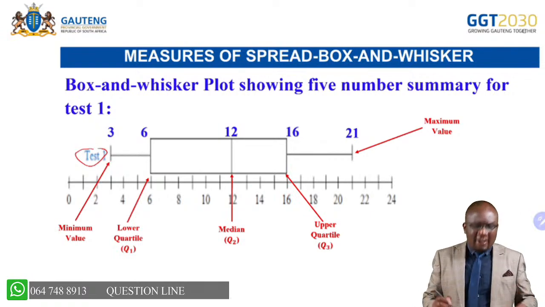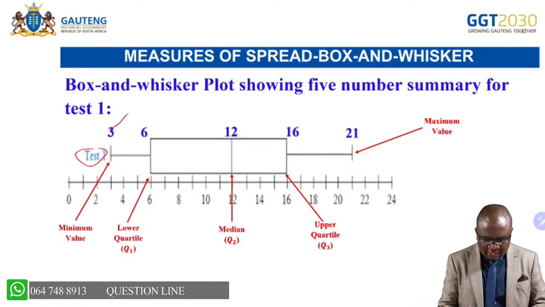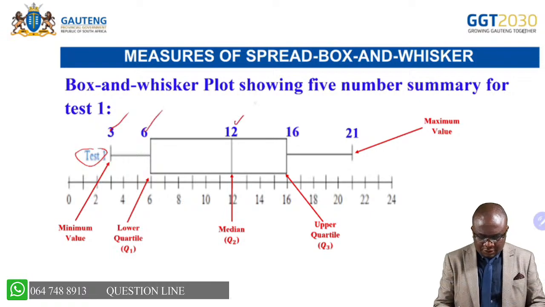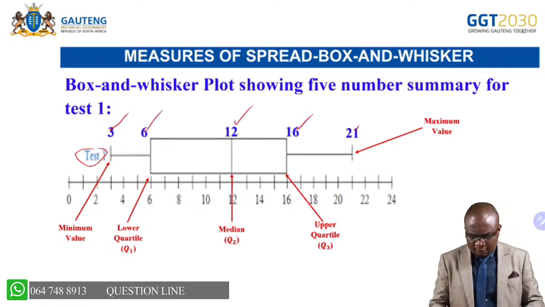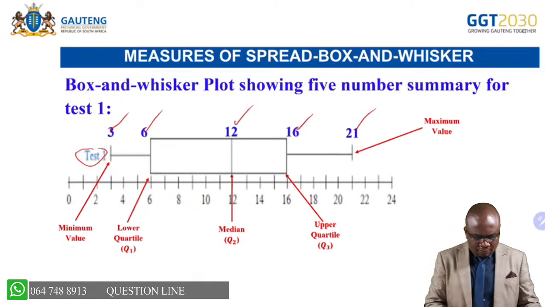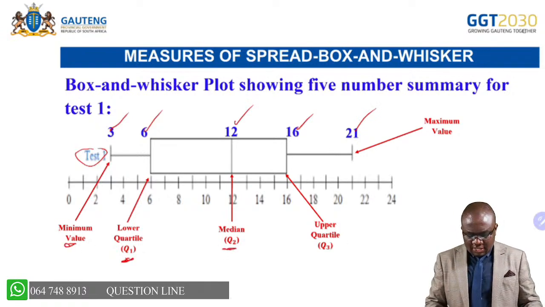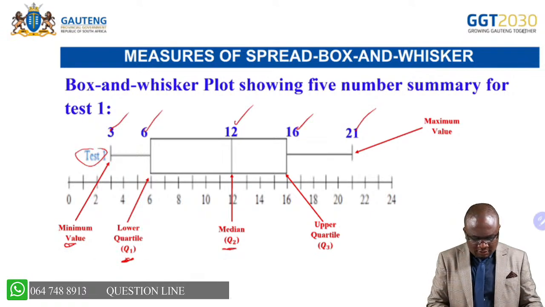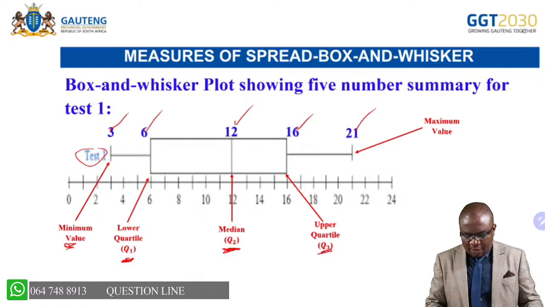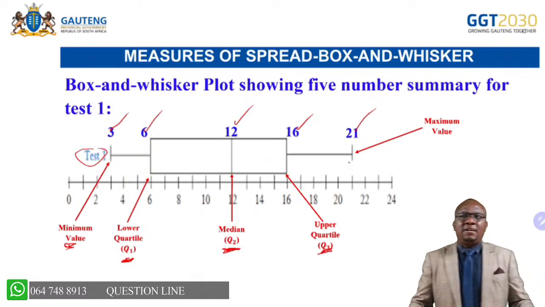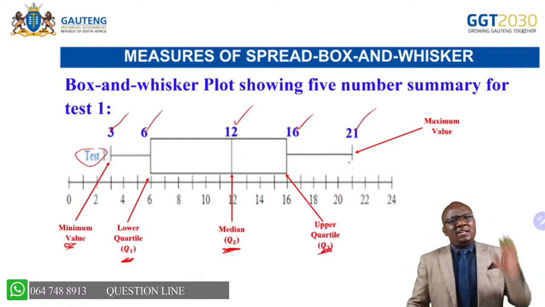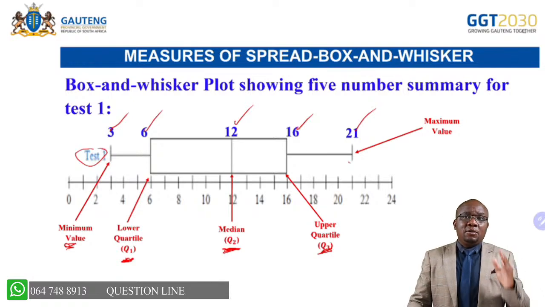This is the 5-number summary. 1, 2, 3, 4, 5. The minimum value, the lower quartile, the median, the upper quartile, and the maximum value. That's the 5-number summary. It can be represented graphically using what? The box and whisker plot.